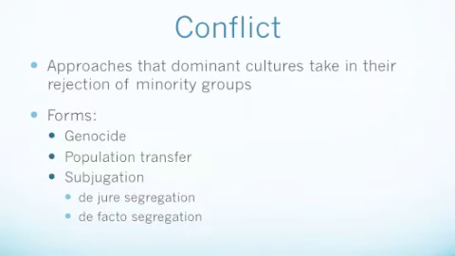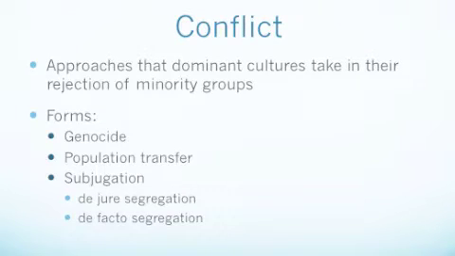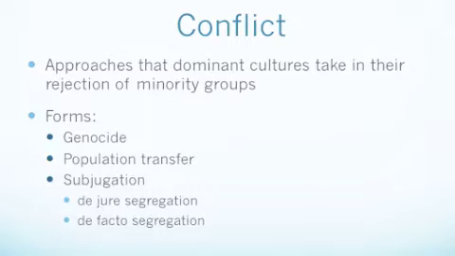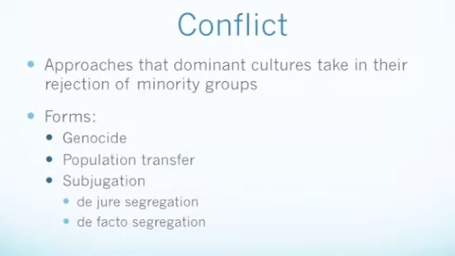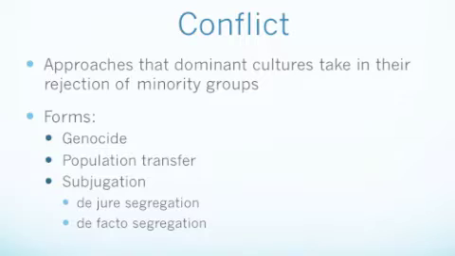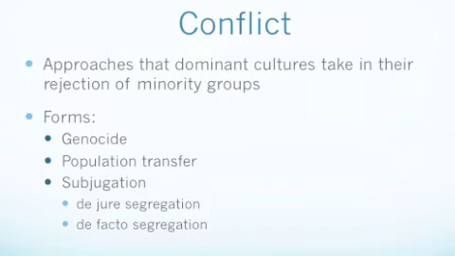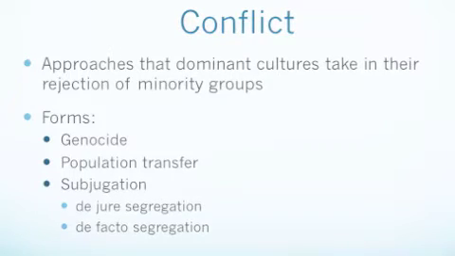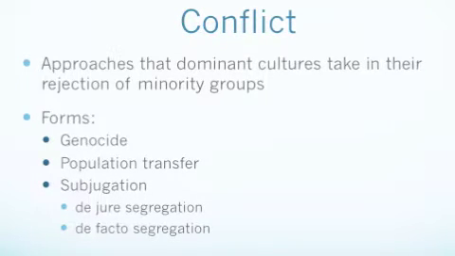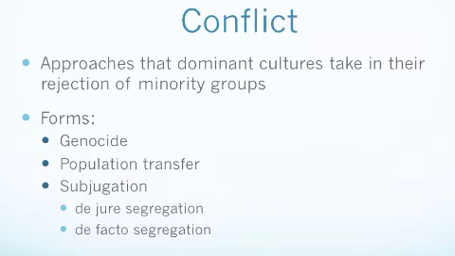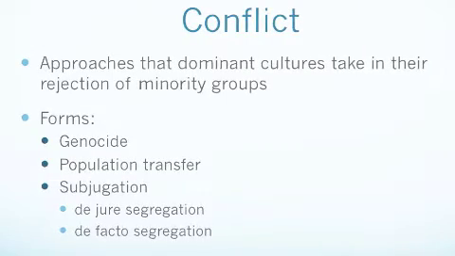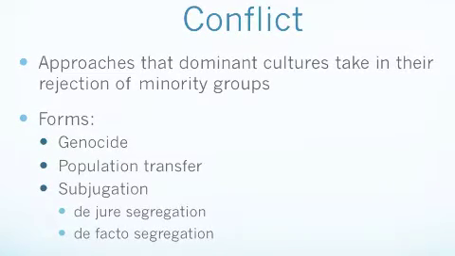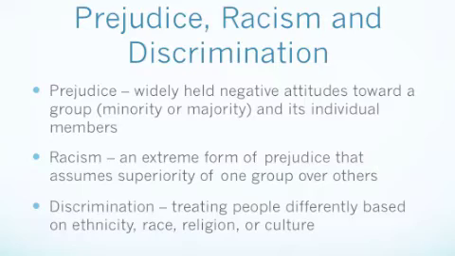Approaches that dominant cultures take in their rejection of minority groups result in conflict. There are 3 forms. Genocide is a systemic effort to destroy an entire population. Population transfer is when minorities are forced to either move to a remote location or to entirely leave the territory controlled by the majority. Subjugation is when minorities are denied equal access to the benefits of society. In de jure segregation, there is a denial of equal access based on the law. In de facto segregation, there is a denial of equal access based on everyday practice.